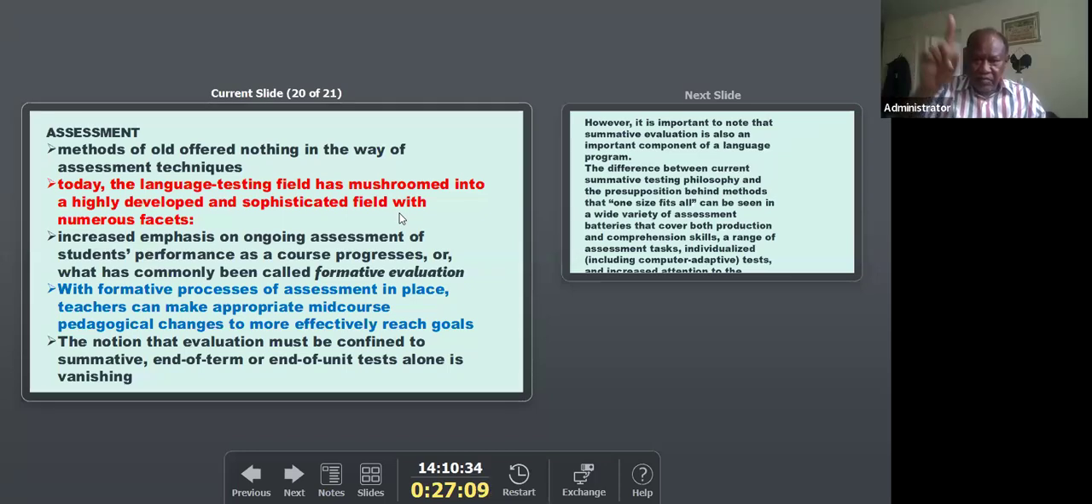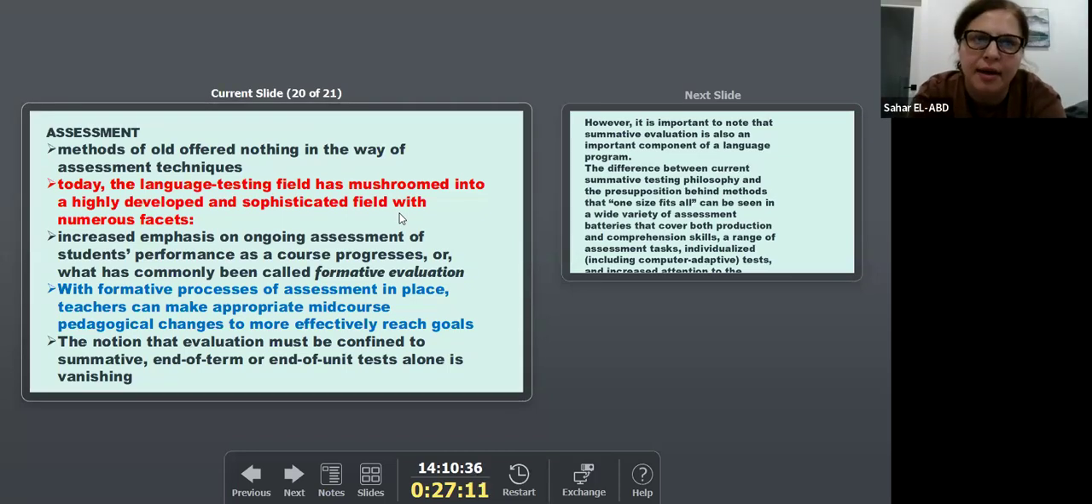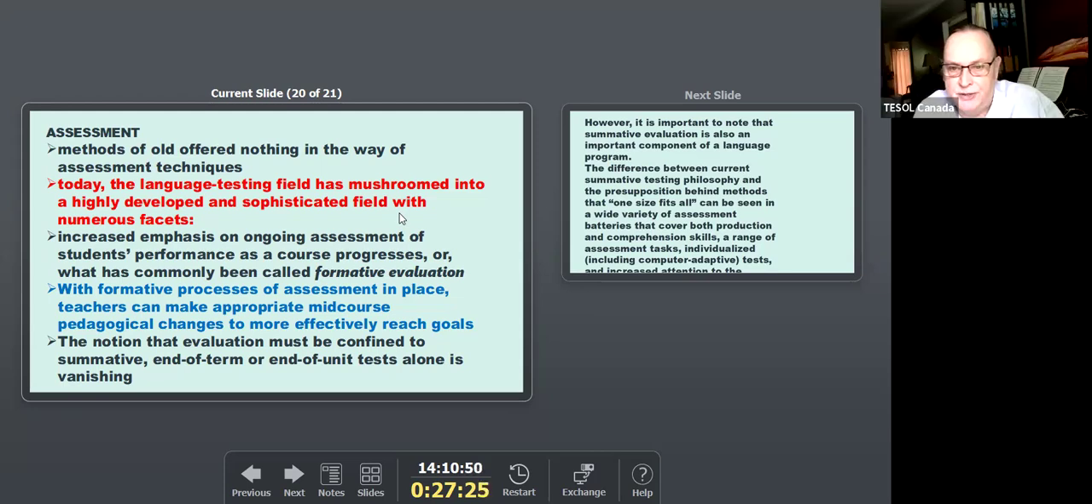Like in small classes, usually with kids, we don't do summative or end of term or mid of term exams. We usually do only formative tests, targeting the goals we are teaching. Yes, and that's a very good thing.